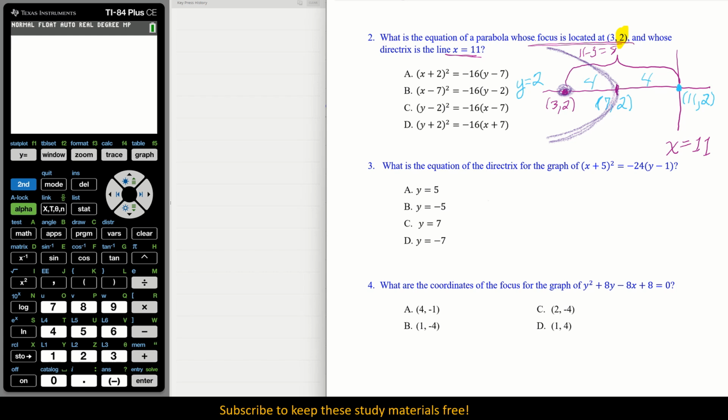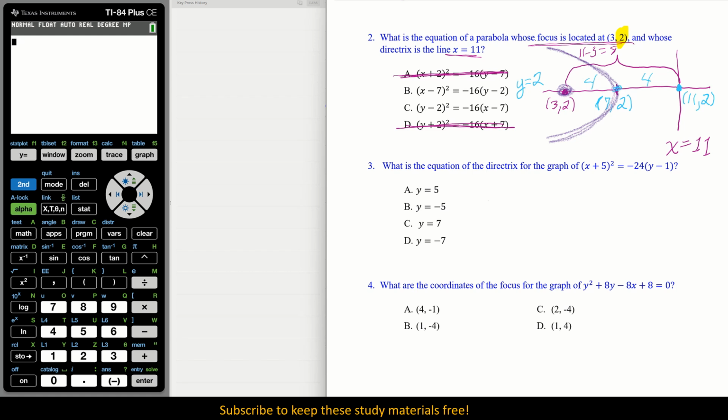It makes sense with these equations. The first thing I need to acknowledge is that my vertex is 7, 2, coordinates of 7, 2. This tells me that any equation that has x plus 2 and y plus 7 will not work, because my coordinates are positive. So A and D are out. Now, how do I know between B and C? Well, it has to be C because it opens to the left.